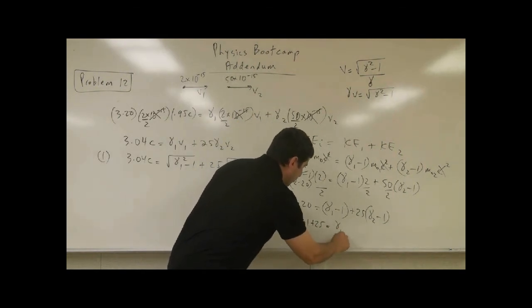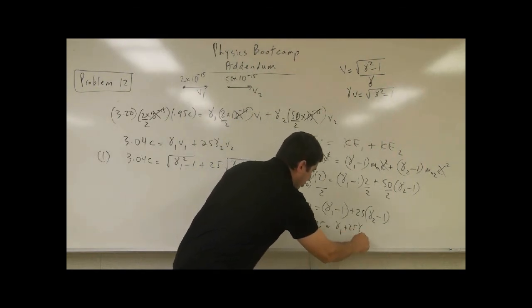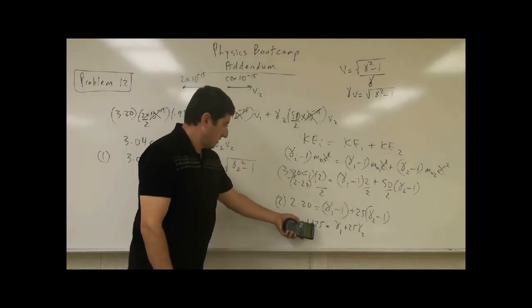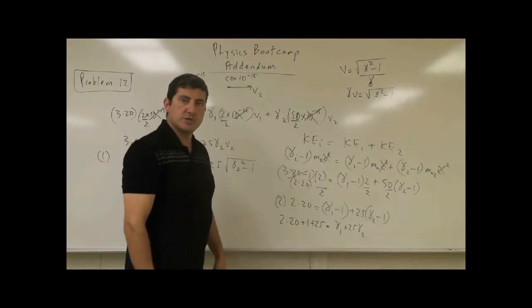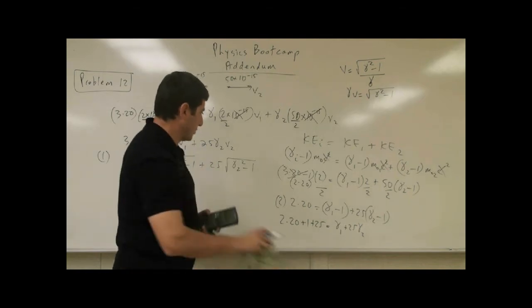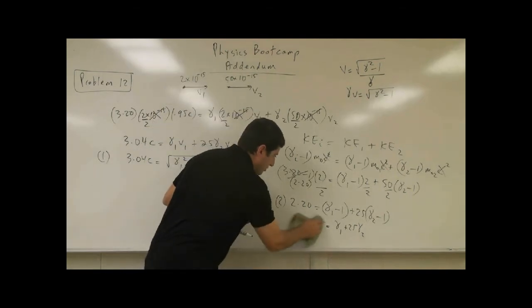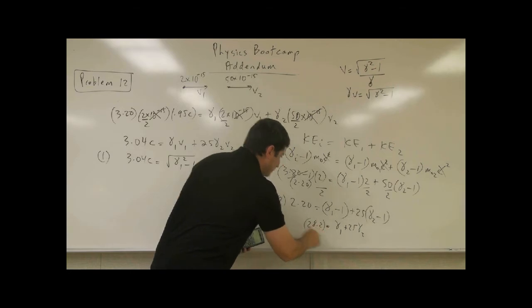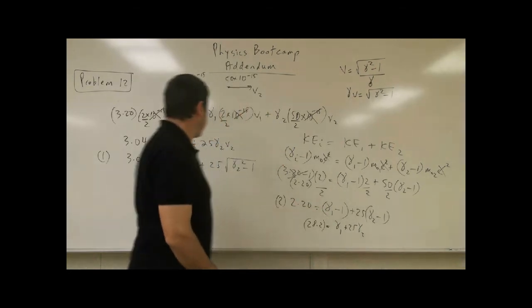That's equal to gamma 1 plus 25 gamma 2. So 26 plus 2.20 is going to be 28.2, right? 28.2, so let's write that in. 28.2. That's equal to gamma 1 plus 25 gamma 2.